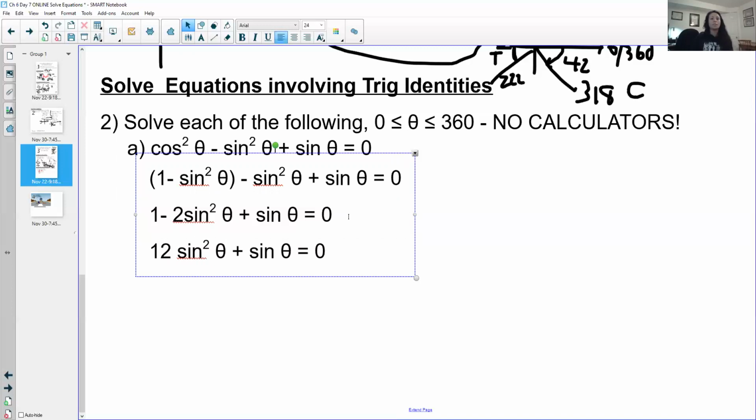positive 2 sine squared theta minus sine theta, and then minus 1, right? Because I've taken this, brought it onto the right-hand side to make it positive. I've taken this, brought it onto the right-hand side to make it negative, and this onto the right-hand side to make it negative. This should look like something that you can factor, which is what we are going to do now.